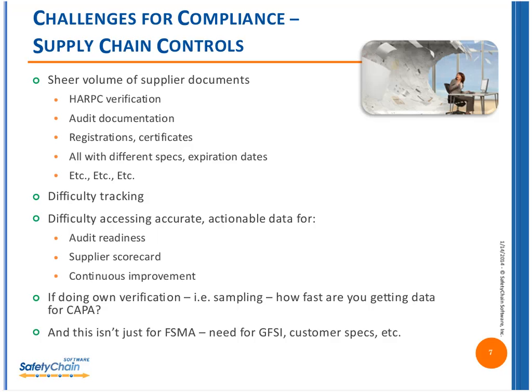Do you have the information for supplier scorecards to make sure that you are working with the suppliers that are giving you the best product? Do you have all the information that you need for continuous improvement? If you think about the two options for validating and verifying, how fast are you getting data? If you're doing samples at the loading dock, for example, how fast are you getting information for nonconformance so that you can take a corrective or preventive action?